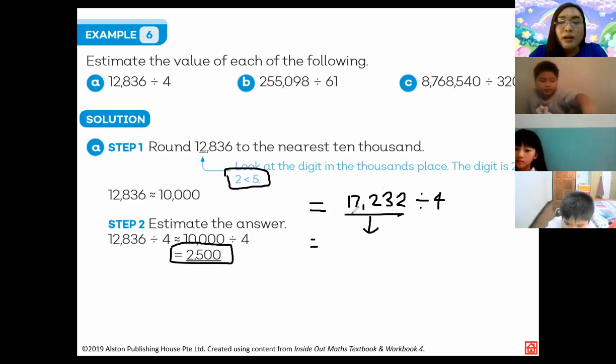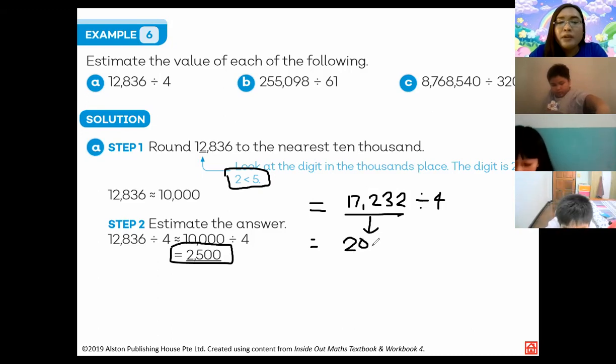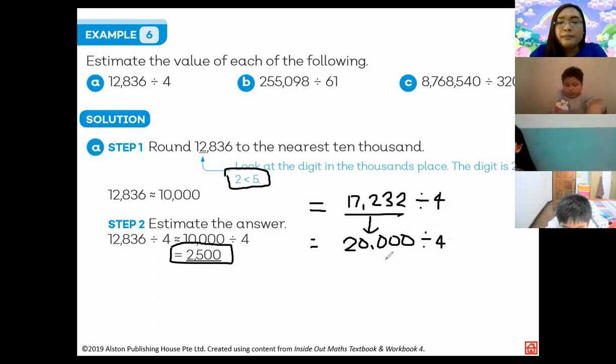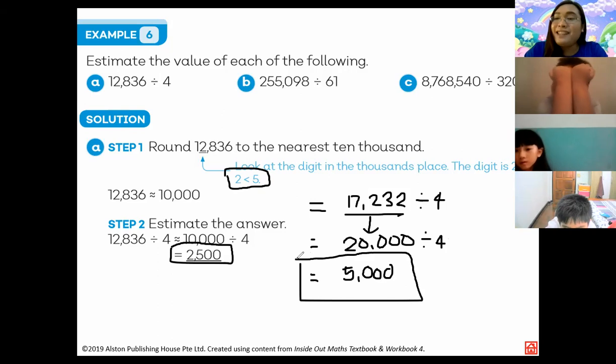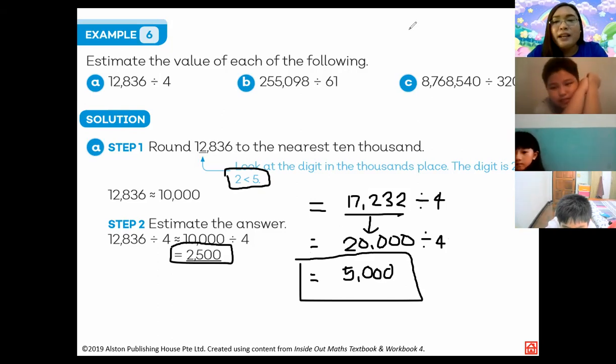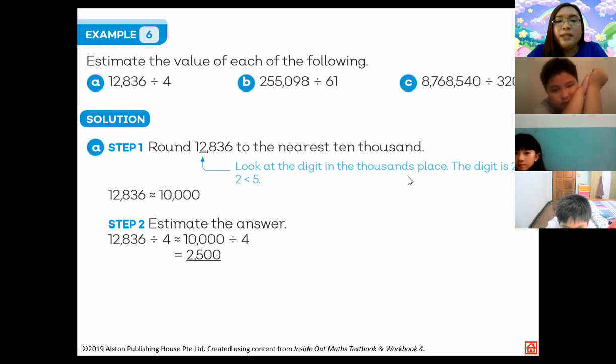20,000. Nearest 10,000. That's 20,000. And divide by 4. 5,000. So that's 5,000. Very good, Kanchay. So it's very easy, okay? All right, let's proceed to letter B.